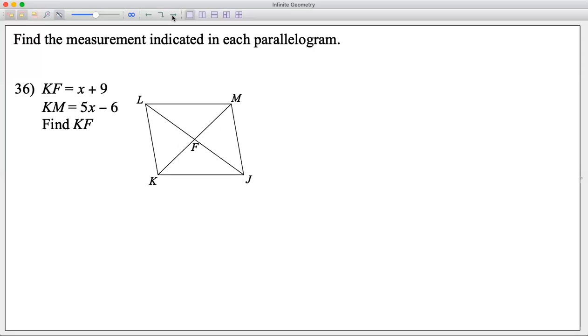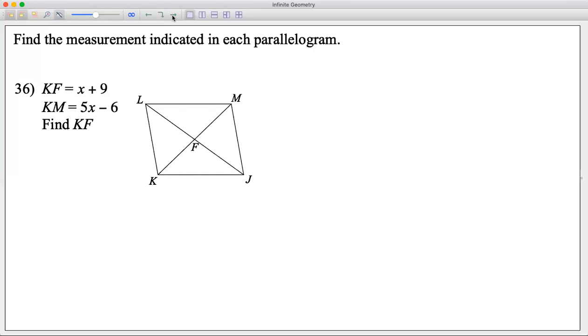Make it expressions. So for me, I would rather multiply by 2 than take half of something. So when I solve something like this, I'm not going to say that this piece is half of this piece. I'm going to say double this piece is that piece. So when I set it up, it says that KF, or that piece right there, well, double KF, so double x plus 9, would equal the whole thing, and the whole thing is equal to 5x minus 6.